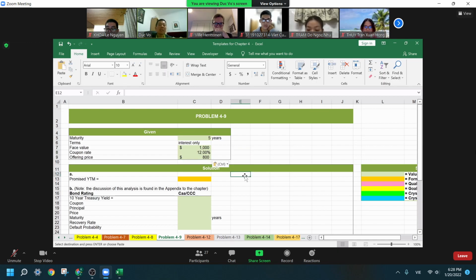Okay, so if you assume no default, you can work out the YTM. If you work out the YTM, what you do is you know that the coupon rate is 12%, the face value is 1,000, so it means that the payment is 12% times 1,000.